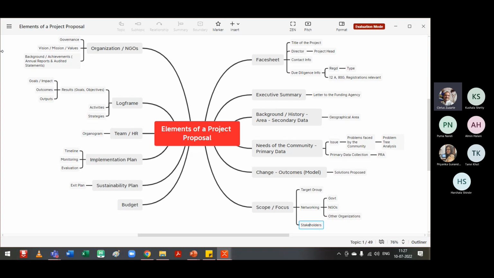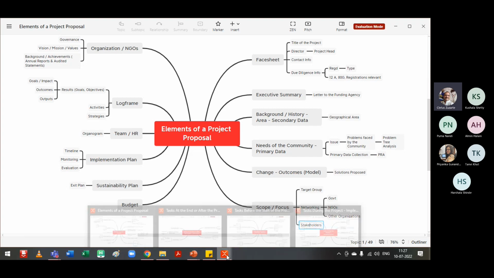Okay, so and then what else comes? So how much should a background be? How much should the needs assessment be? How many pages? The log frame. Okay, so that is something that we can always look at depending upon the intensity of your project.